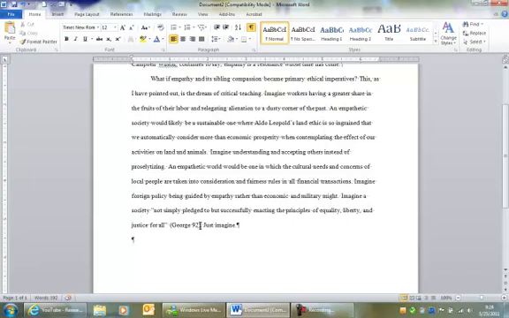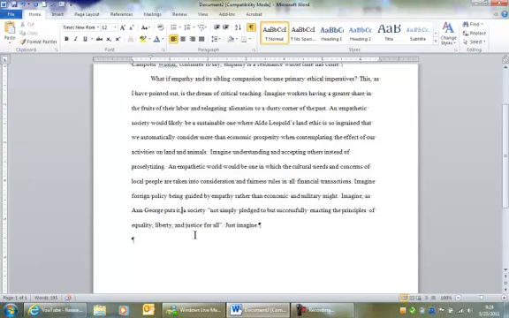So we'll erase our in-text citation or our parenthetical reference, and I'm going to say, imagine a society not simply pledged to. This time I'm going to say, imagine, as Anne George puts it, a society not simply pledged to, but successfully enacting the principles of equality, liberty, and justice for all.